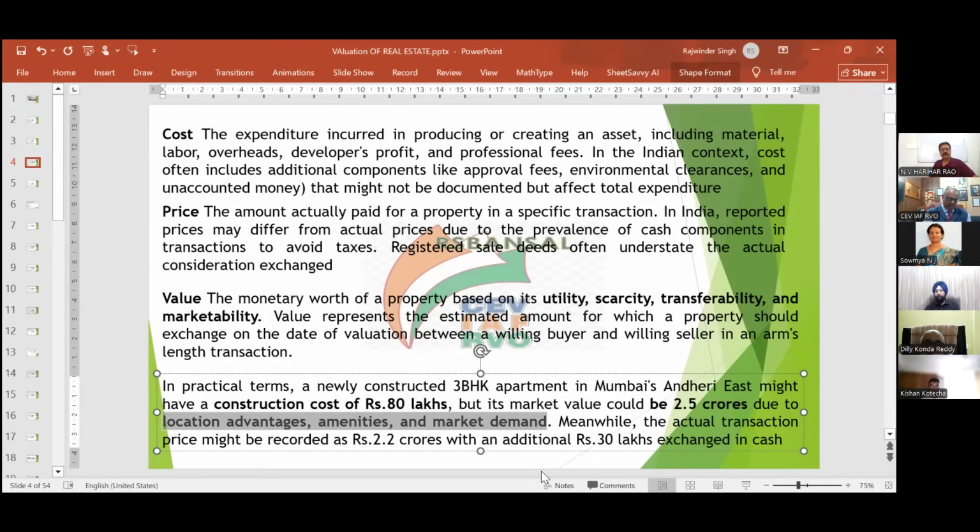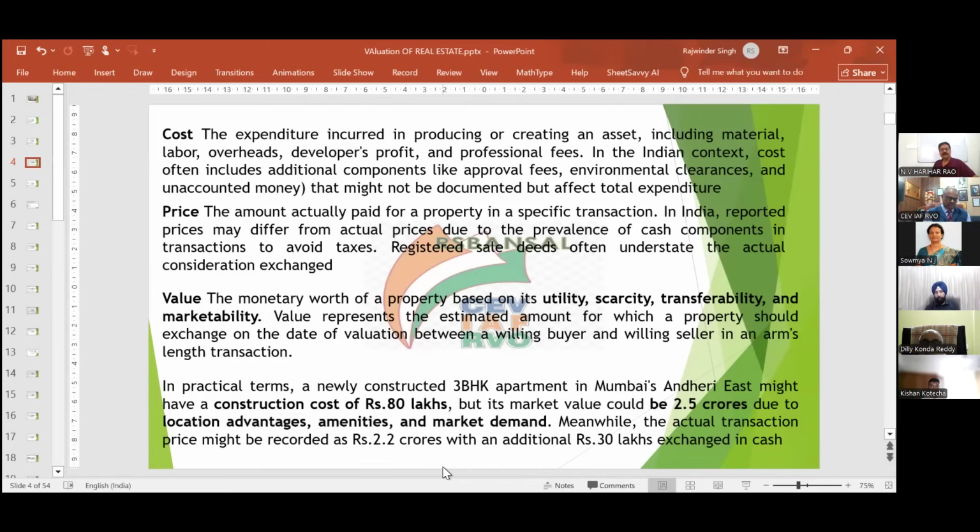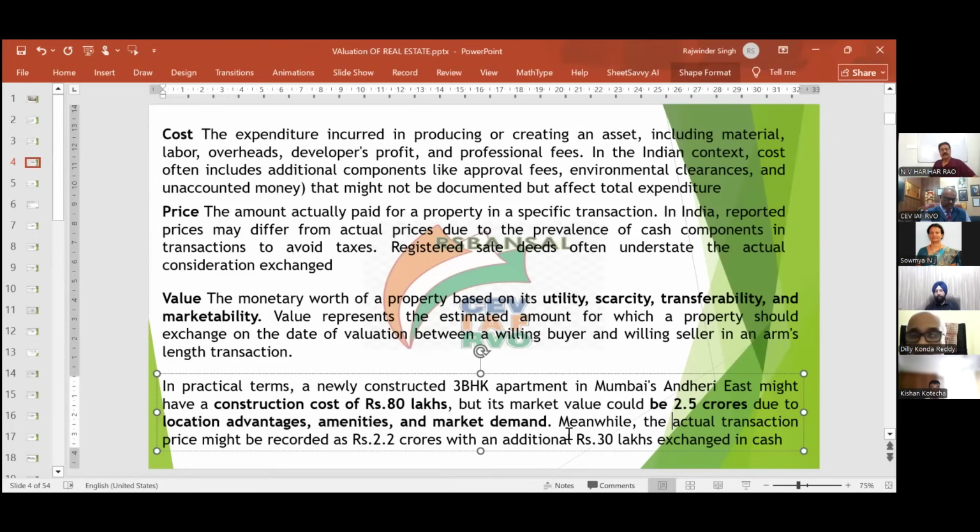So meanwhile, the actual transaction price, now see, another thing is there, that actual transaction price may be recorded.